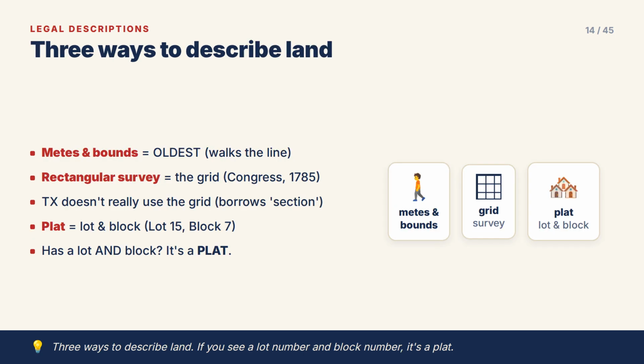Meets and bounds, the oldest method, going back to when Spain ruled Texas. It walks the property line, distances, directions, boundaries. The rectangular survey system, the grid, was created by Congress in 1785, and here's the Texas twist. Texas doesn't actually use it, except for borrowing the word section. And the recorded subdivision plat, lot and block, is how a normal city house is described. Lot 15, Block 7, Cedar Oaks Edition. If the description has a lot and a block, it's a plat, not meets and bounds.